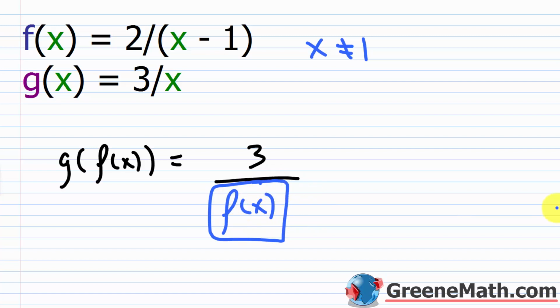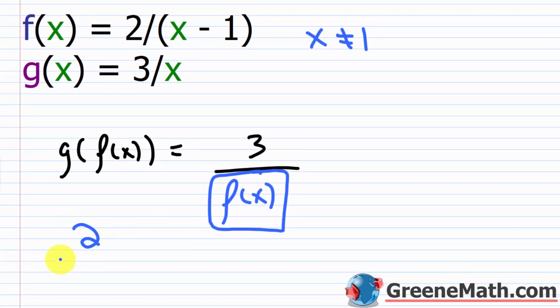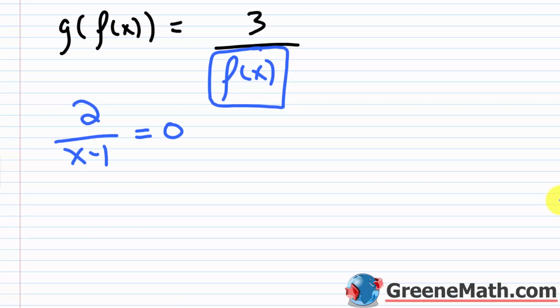So let's think about that. F of x is 2 over x minus 1. We would say, where is this equal to 0? If I'm dividing here, how can I get a result of 0? I've got to have a 0 in the numerator, and I've got to have a denominator that's not 0. So it is actually not possible to get a solution here.